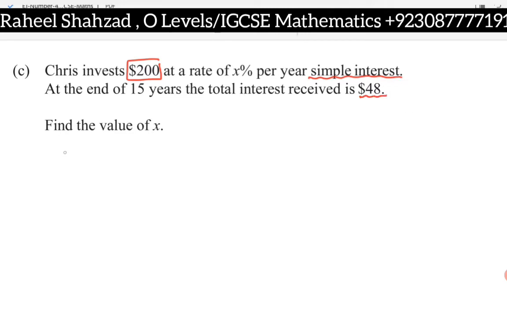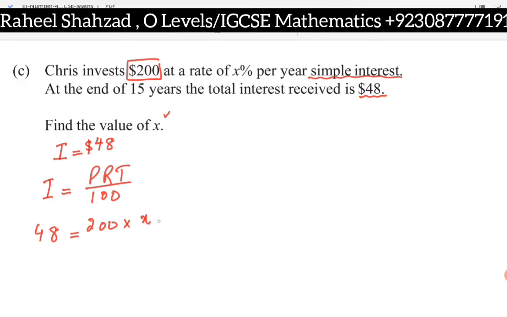So we have the value of I, given interest, is equal to $48. Okay, we need to find the value of X. So let's apply the formula: simple interest is equal to PRT divided by 100. Okay, and the interest we have is $48, that is equal to the principal amount initially invested P, the interest rate is X, it's given here, and time is 15 years, upon 100, right?